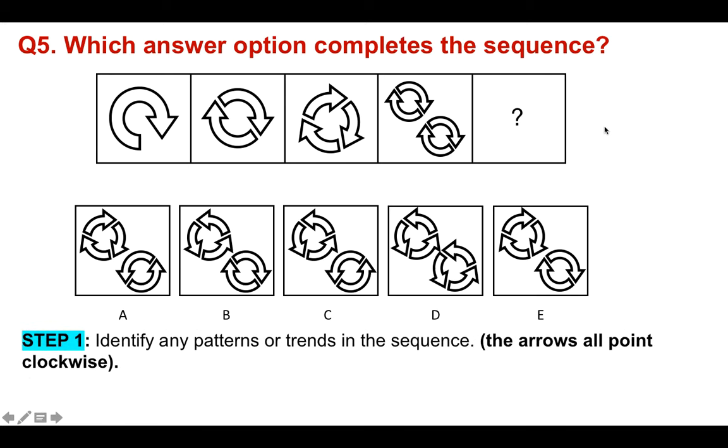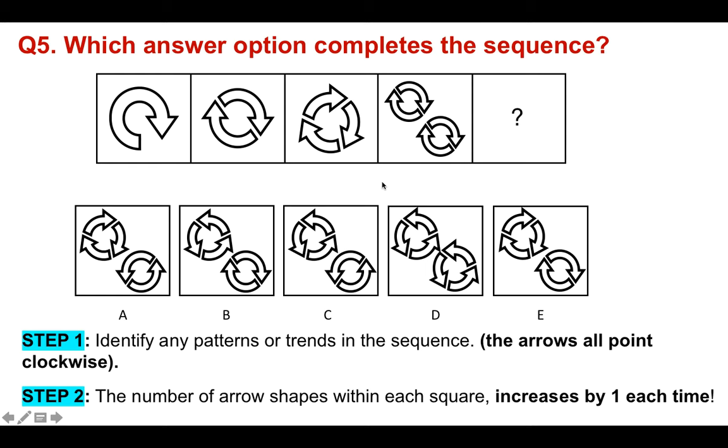Now, this is the way to answer it. Identify any pattern or trend in the sequence. So I can identify a pattern there where the arrows are all pointing clockwise. So they're all going clockwise, all of them. So from my point of view, if I looked at the answer options, any that were going anti-clockwise or counterclockwise, I would eliminate straight away.